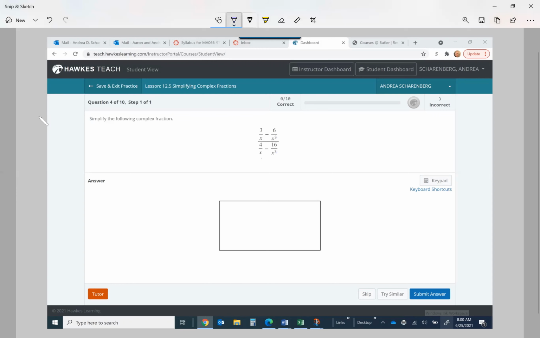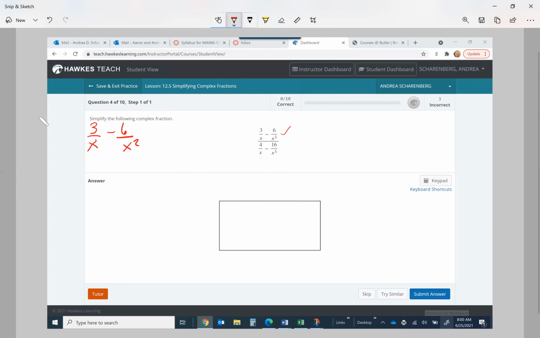What I am going to do today is I am going to look at this problem first, the top one first, okay? So I have 3 over x minus 6 over x squared. The common denominator is the x squared.